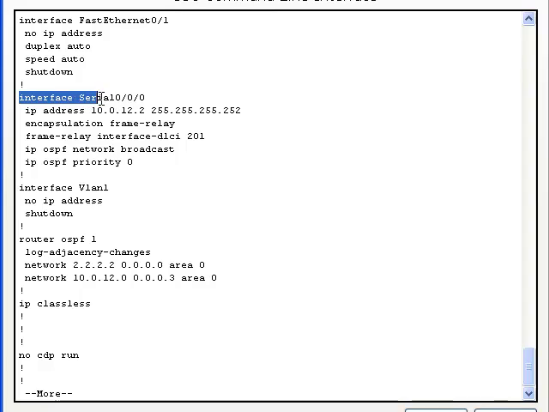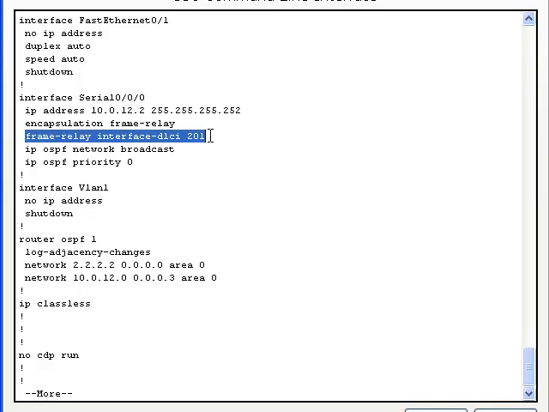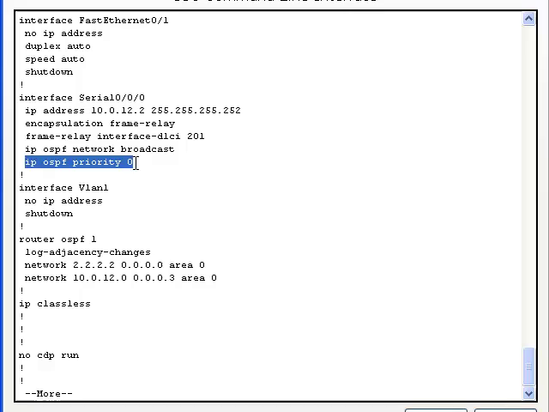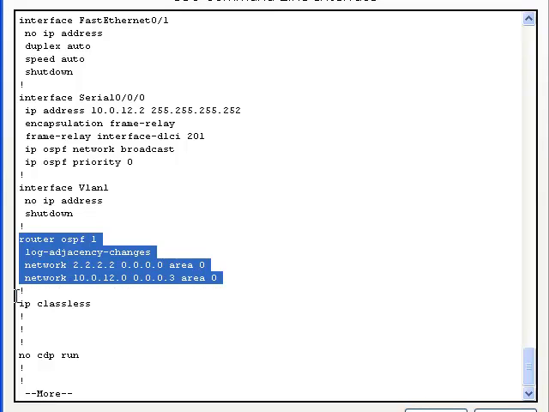Here we set up a serial interface and configured the frame relay protocol on it. We assigned the DLCI of 201 to the point-to-point interface. And we'll use OSPF pseudo broadcast in order to connect with router 1. And we'll assign a priority of 0 so that router 2 will never become the designated router. We also configured OSPF on this router.